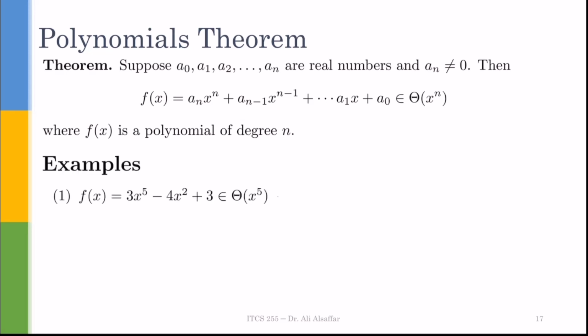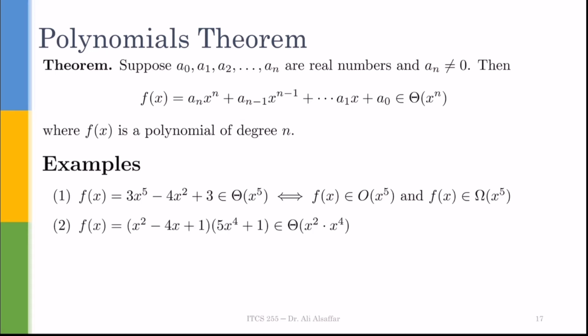For some examples, suppose we have the following polynomial. This polynomial is of degree 5. So we can say as a third method, using the polynomial theorem, f of x belongs to theta x raised to power 5, which is the dominant term. And remember that when a function belongs to theta, it belongs to big O and it belongs to big omega. So therefore we can say that f of x belongs to big O and big omega. So we can use this theorem to find big O and big omega as well for any polynomial.